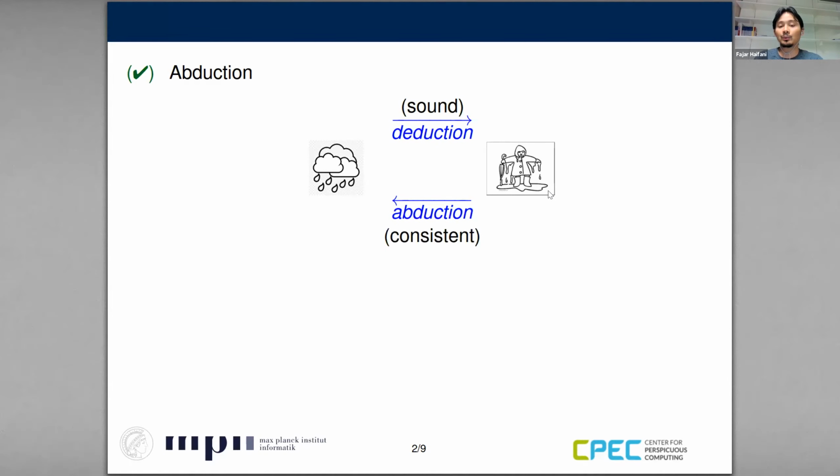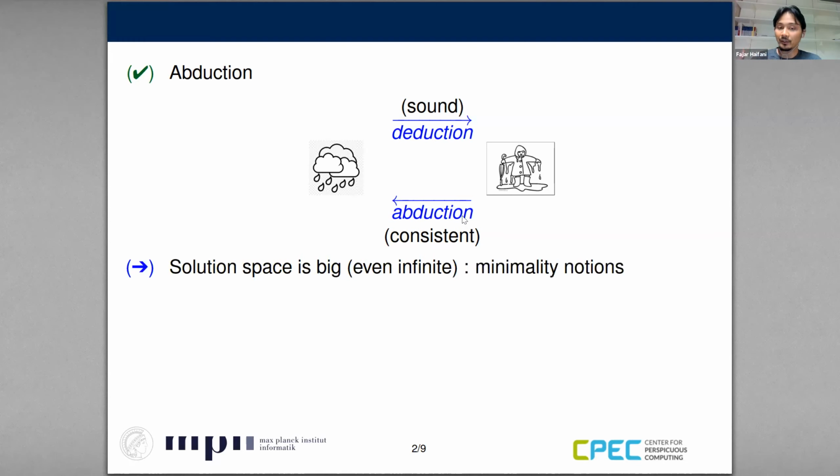But for abduction, at least what we would like to have is something that is consistent, because it's not necessarily the case that you are wet because of the rain. Maybe it's something else, like for example, you tried to fix the water faucet in the kitchen and something went wrong and you got wet. The solution space could actually be big and even infinite. There are already many ways to pick the interesting ones via the notions of minimality, for example, subset minimality or semantic minimality, etc.